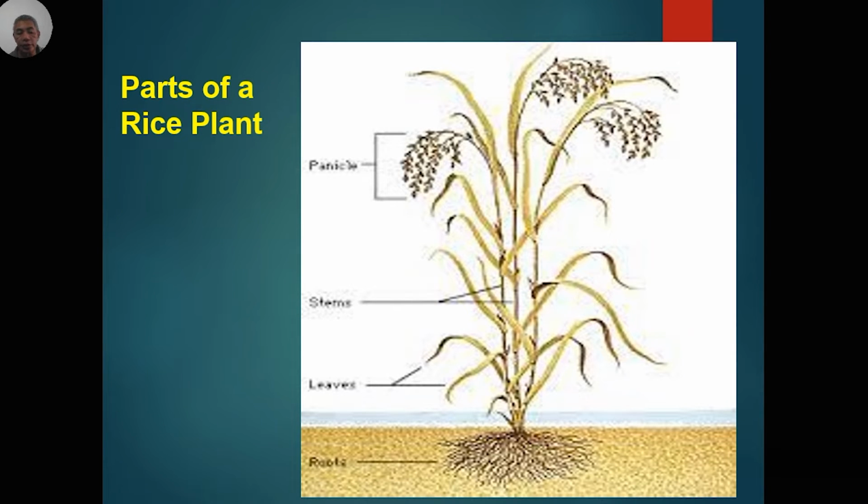We have the roots, then the leaves, and the leaves constitute the leaf sheath and the leaf blade. Then we have also the stem, and the term for the stem of a rice plant is the culm. And we have also the panicle. This is the inflorescence of rice, or the flowers of rice.